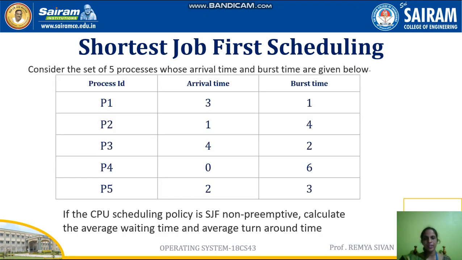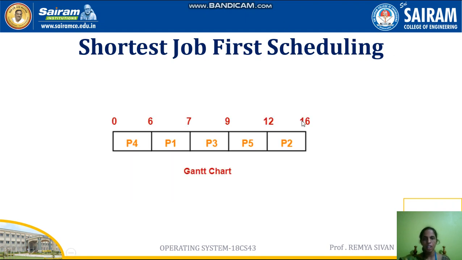Now, at time 6, how many processes are there? P1 came at time 3, P2 came at 1, P3 came at 4, P5 came at 2, right? So all other 4 processes are available in the ready queue at time 6. Out of these 4, which has the least burst time? P1 has the least burst time, right? So P1 will be executing for only 1 millisecond. So 6 to 7 P1 will be executing.